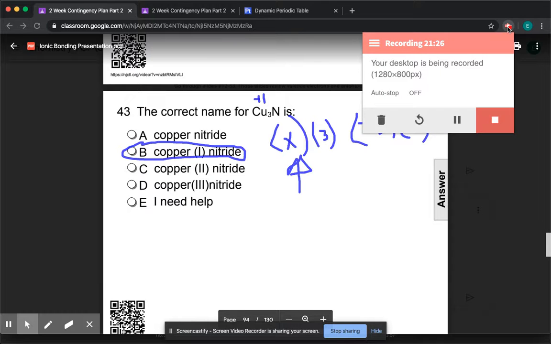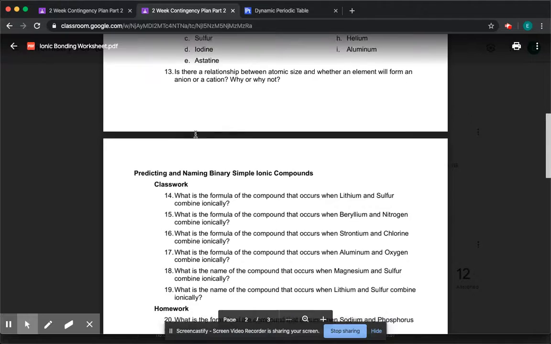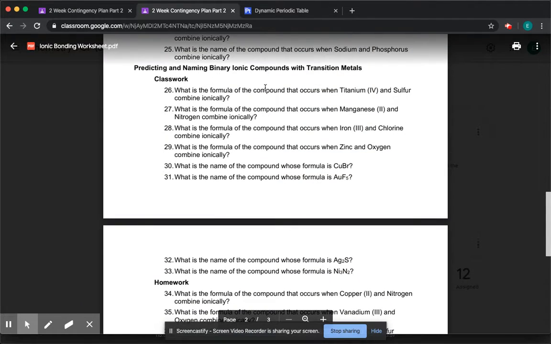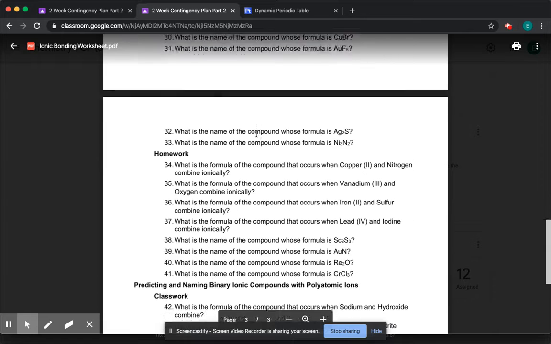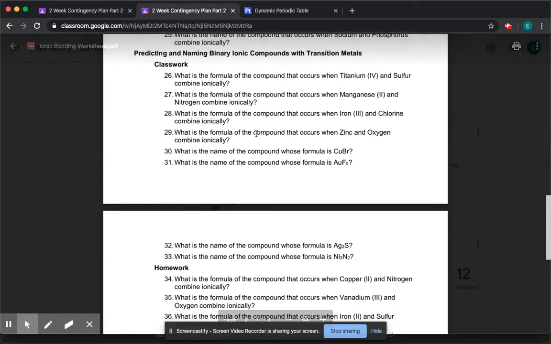I'm going to spend some time going through some of the practice problems. So for this section, you should be working on predicting and naming with transition metals. This is the section you're working with. Okay, and let's do 2 of these. Let's do 26 from the classwork. What is the formula of the compound that occurs when titanium 4 and sulfur combine?